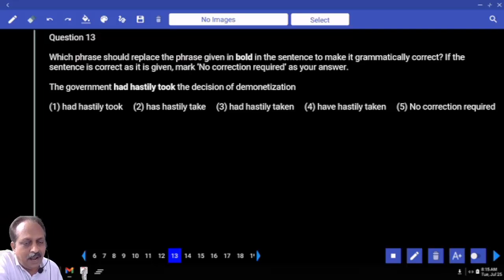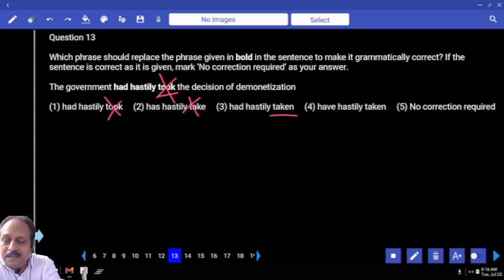The government had hastily took. Underline the word took. Can you use the verb in the past form here? Mark it wrong. The government had hastily took, again not correct. Take is not correct. Taken, taken. How many options with the past participle form? Two options. Had hastily taken.